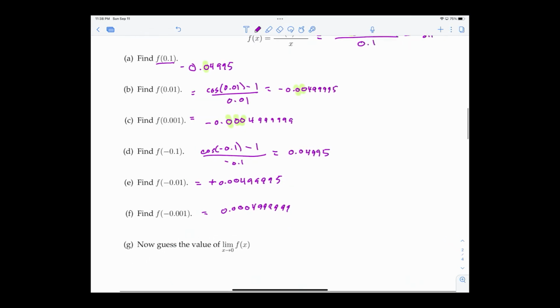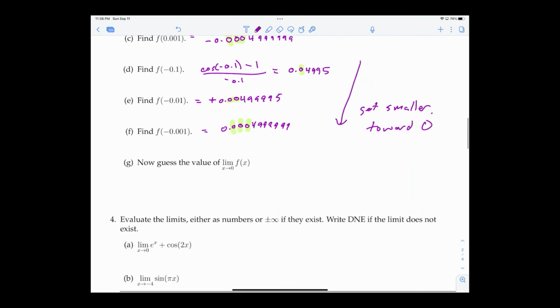And again, what you want to notice is that there's 1, and then there's 2, and then there's 3. Okay. And so what's happening is as we get closer to 0, the actual values are going to 0 too, right? So they just get smaller and smaller, and they go towards 0. So it says guess the value for the limit, 0. Okay. All right. So that's it.